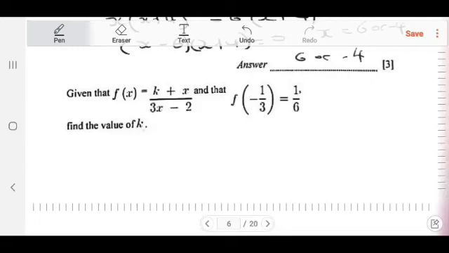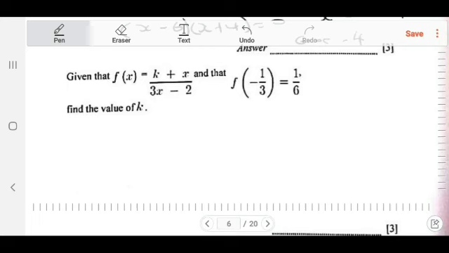Okay, then now we are here, given that f of x equals to k plus x, and that f of negative 1 over 3 equals to 1 over 6. Find the value of k. So we're substituting that one.